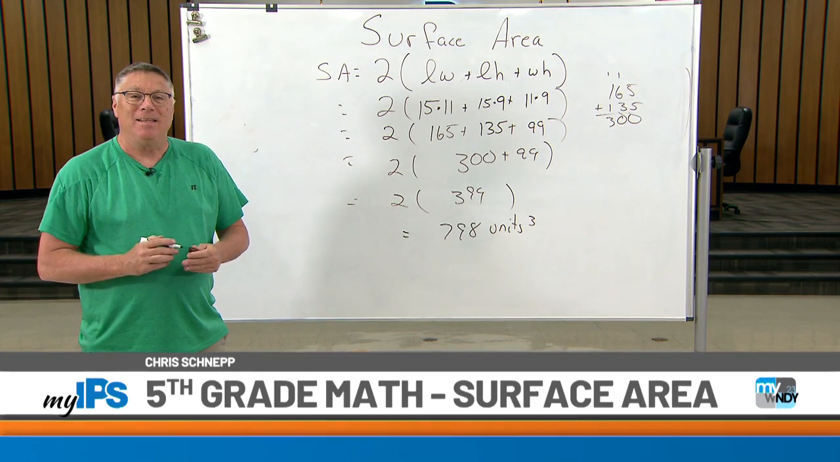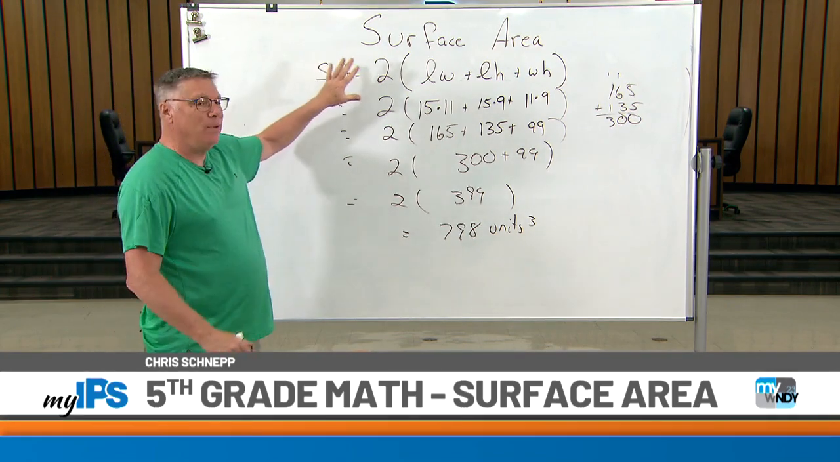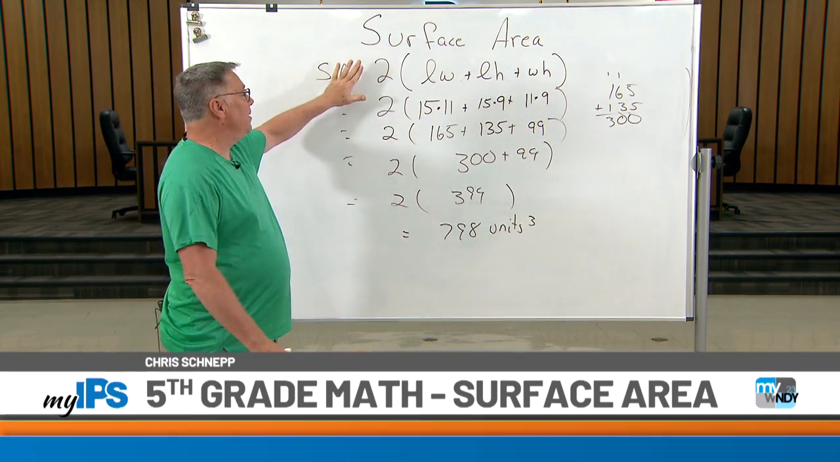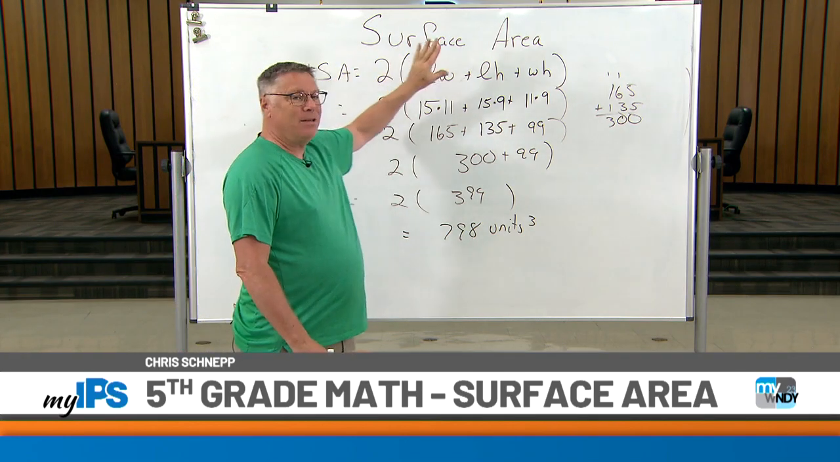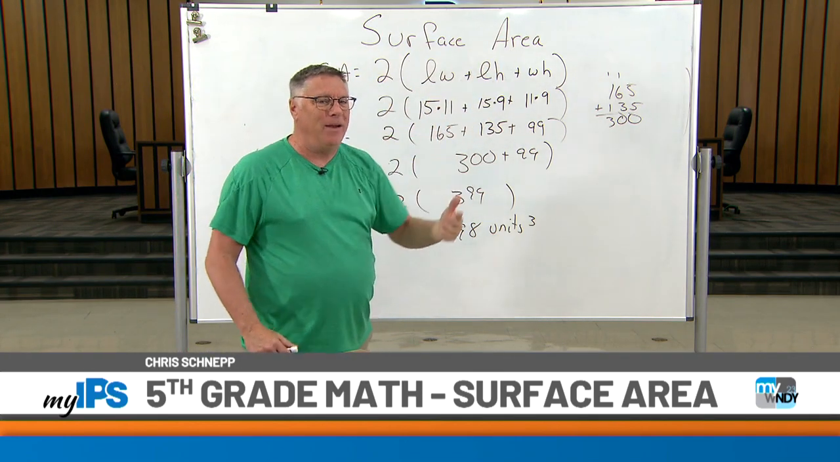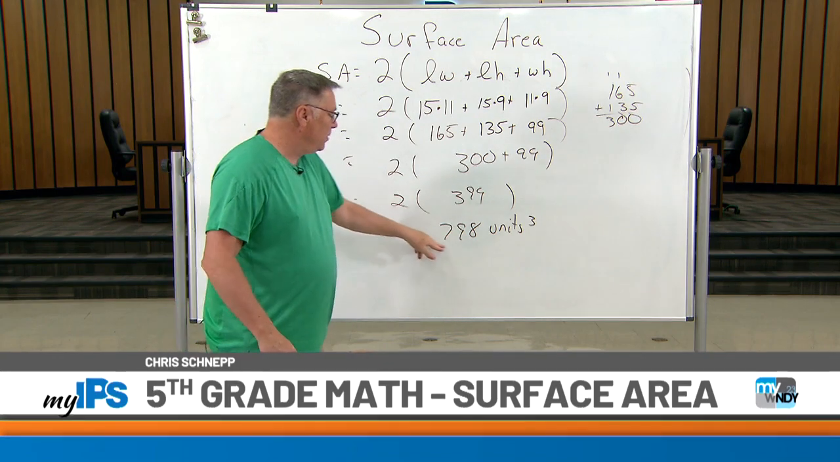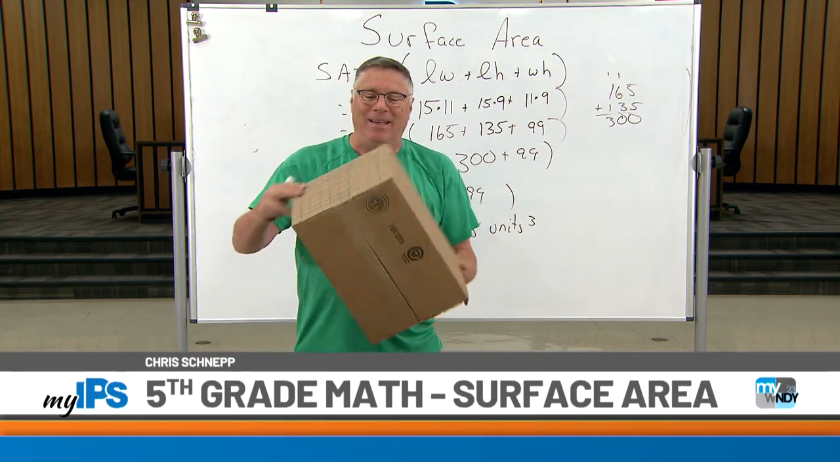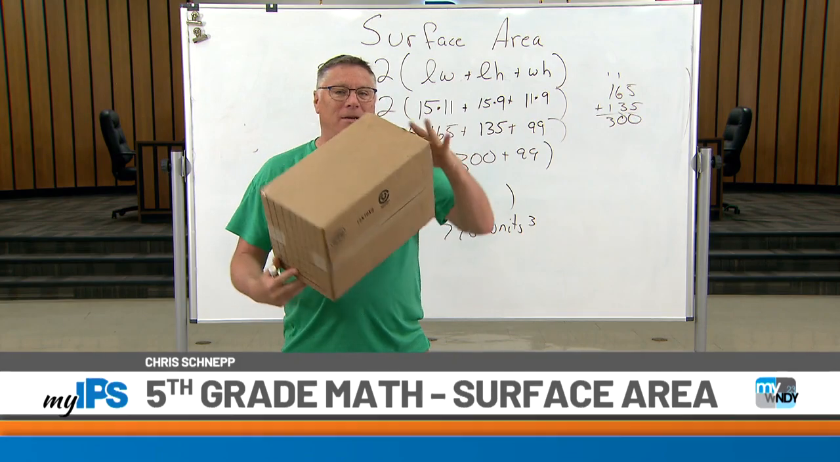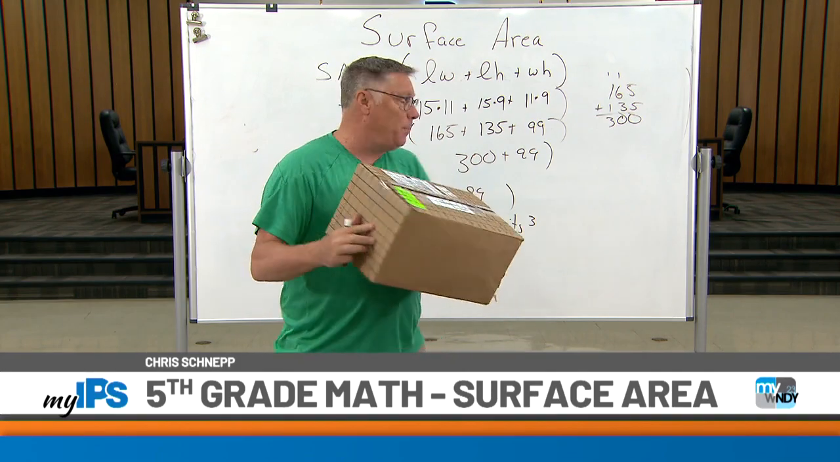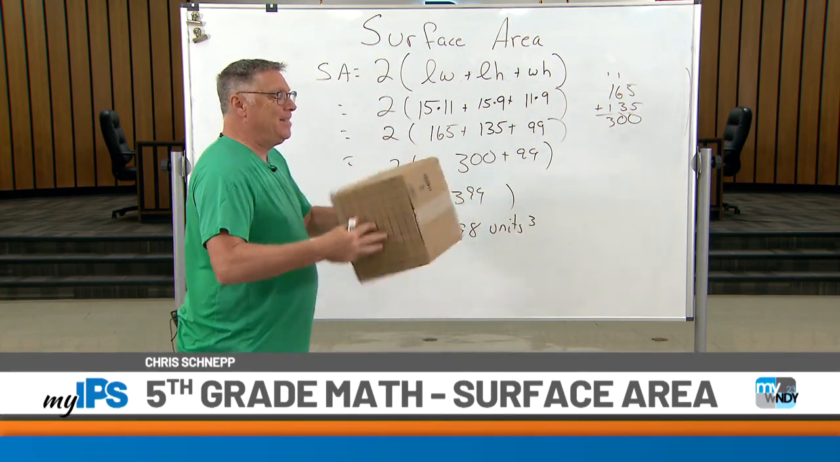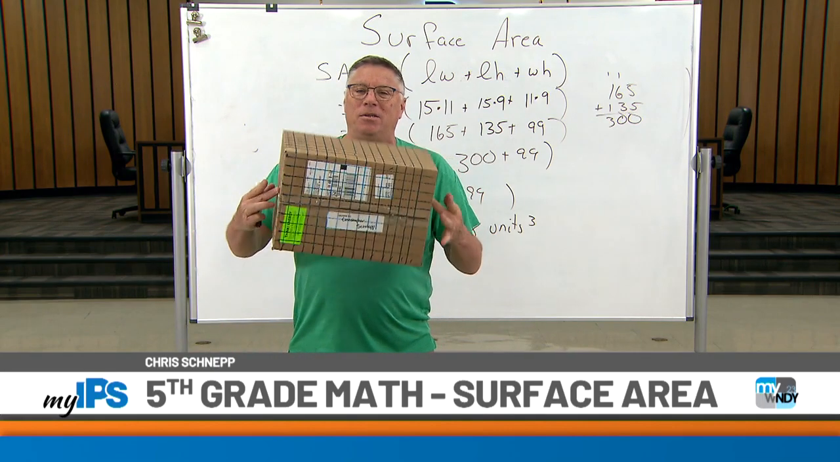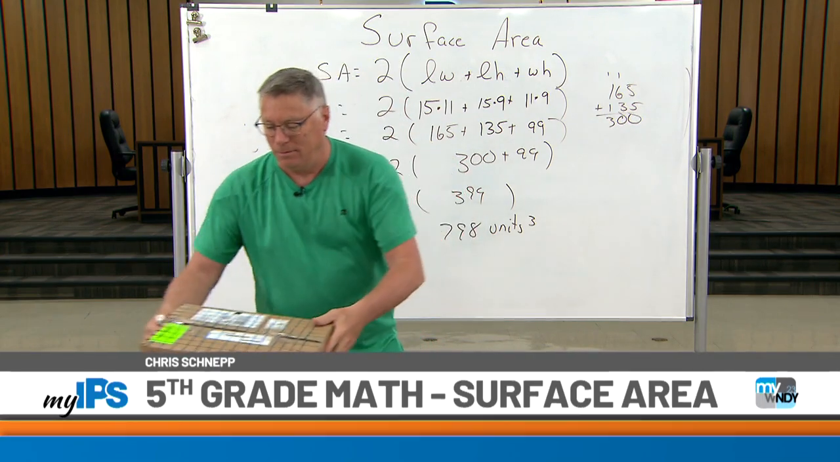So that is how you find surface area. It's a little bit more. Where I messed up last week is I had you do 2 times the length times the height times the width, and that was not finding surface area. So 798 units is how you find the surface area. If I were to wrap this box, I would need 798 square inches of wrapping paper.